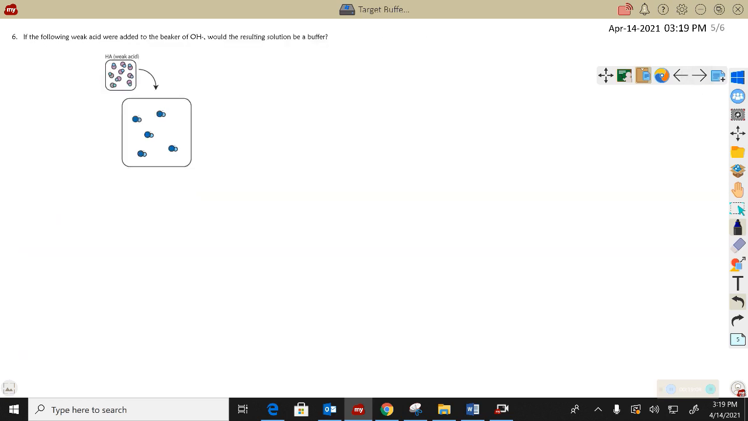All right, now the last little particle model I think is actually kind of interesting. If weak acid is added to a beaker of hydroxide, would the resulting solution be a buffer? So here's something that we'll end up talking about a little bit more in the next section of this acid-base unit, but we've always been told that to make a buffer, you need the weak acid and its conjugate base, or weak base and conjugate acid. That's what a buffer solution is. And that's not wrong. It's just there's a couple different ways you can produce the buffer.